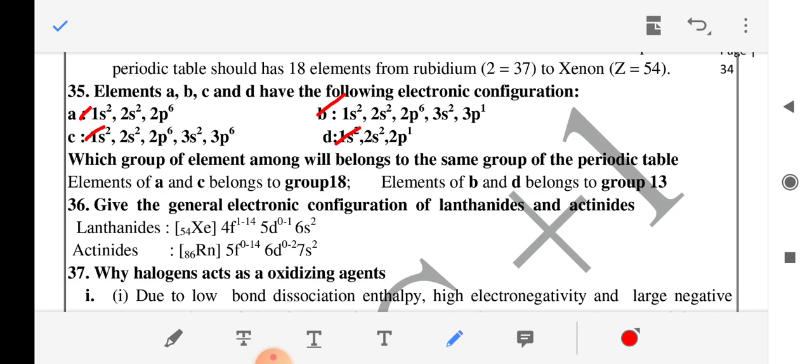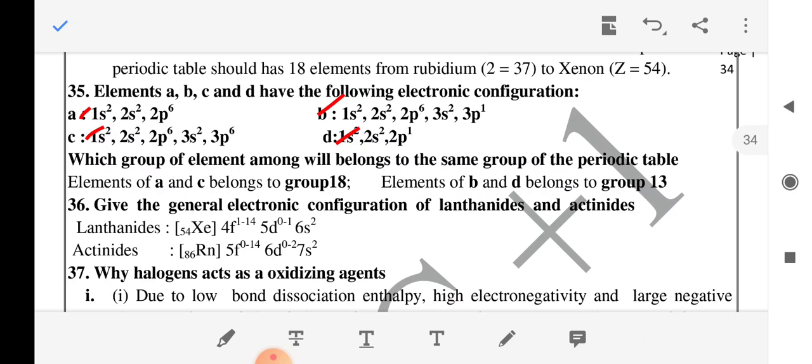Group 18 means the noble gases. Noble gases are helium, neon, argon, krypton, xenon. 1s2 2s2 2p6 is neon. It's a noble gas. Okay. The next question.